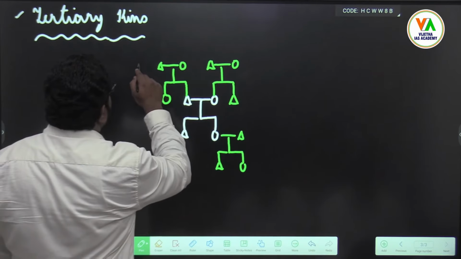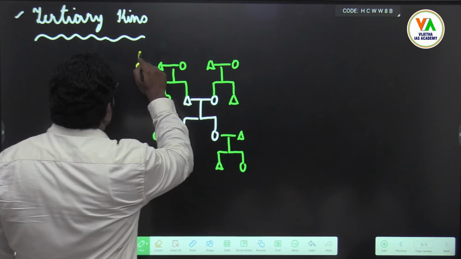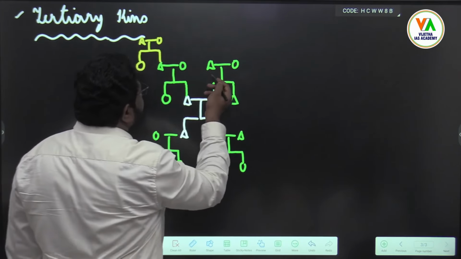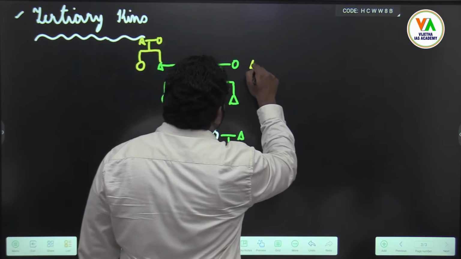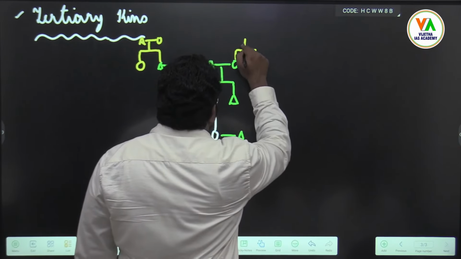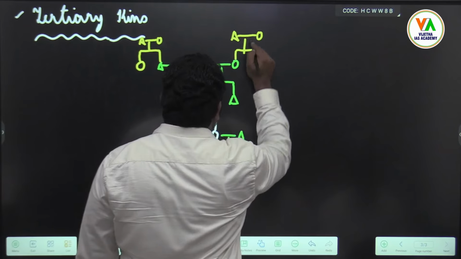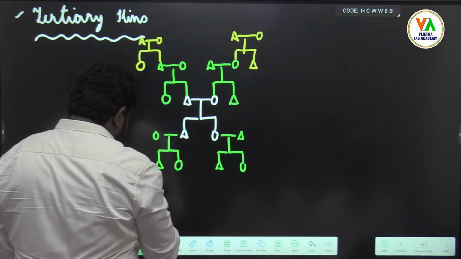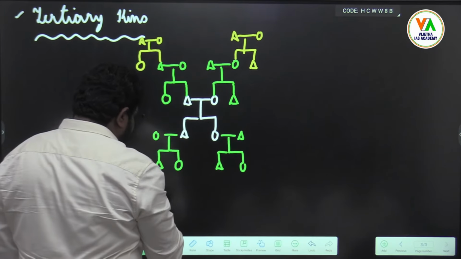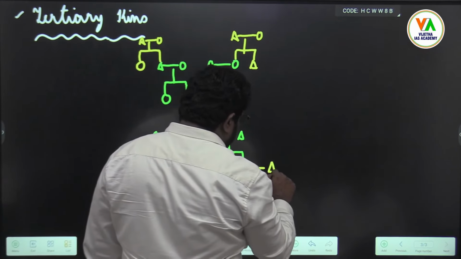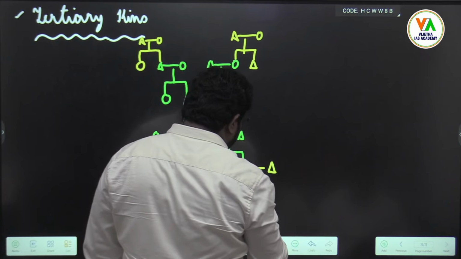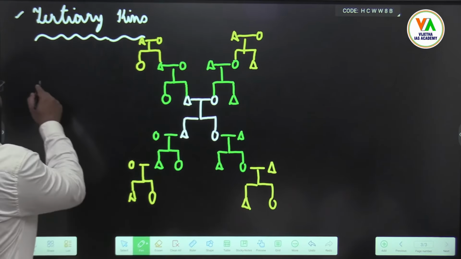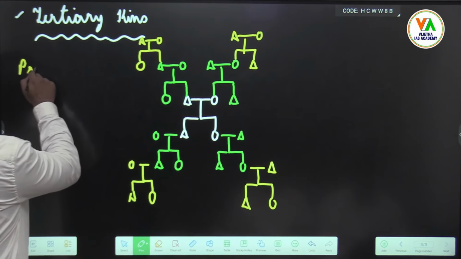You can draw there. For all green, you can draw primary kins. So according to my convenience, I am drawing. If you want to draw for everyone, you can do so. But I think you pretty much got who are tertiary kins. Who are they? Primary kins of secondary kins.